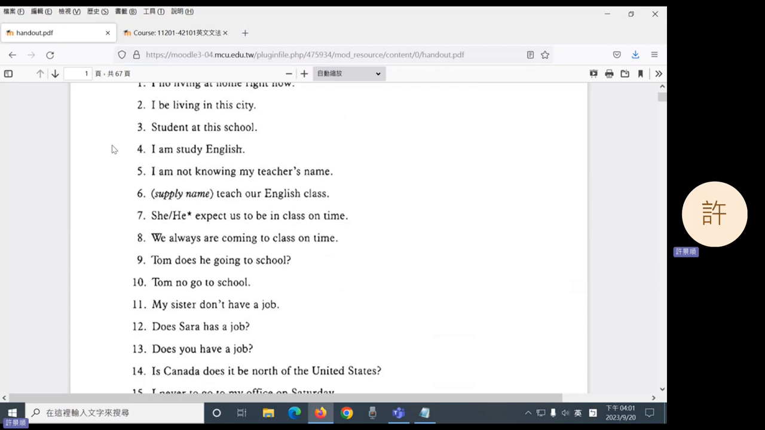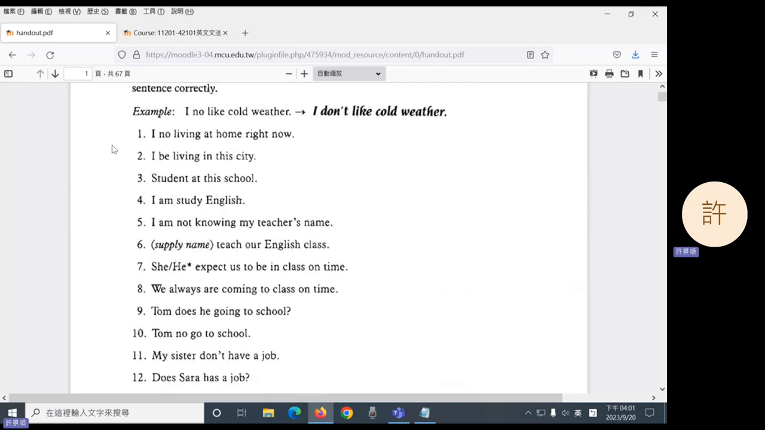Okay, so you can work with your group. There are 16 questions. I will give you 10 minutes. After 10 minutes, we will check the answers. For question 6, it says "supply name," which means you can use any name.